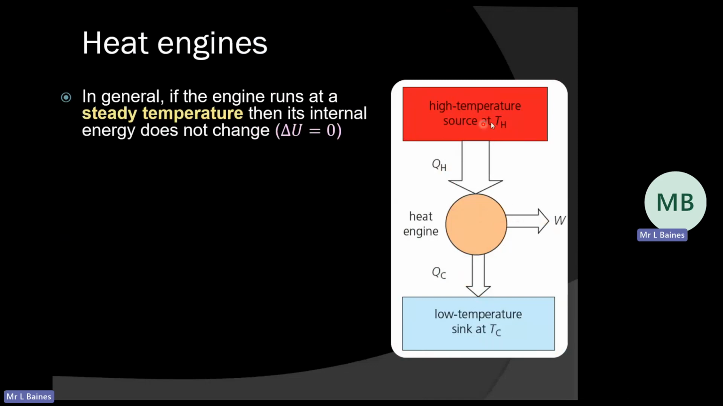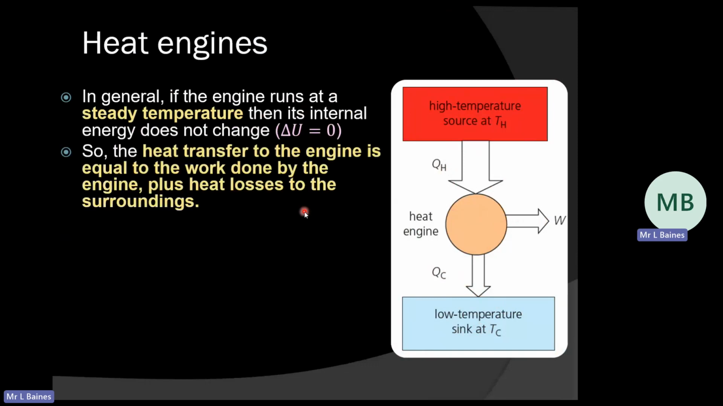We've got a high temperature source, which is our hot object, and a low temperature sink. A sink is basically somewhere to dispose of waste energy, or dispose of heat energy in, so it's called a low temperature sink. If an engine runs at a steady temperature, the internal energy doesn't change. So apart from when the engine is first heating up, it should be at a fairly consistent temperature, which means that all we're worried about is the difference in temperature between the source and the sink, which is outside.